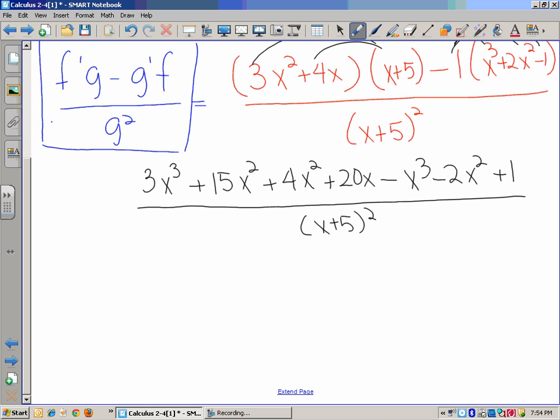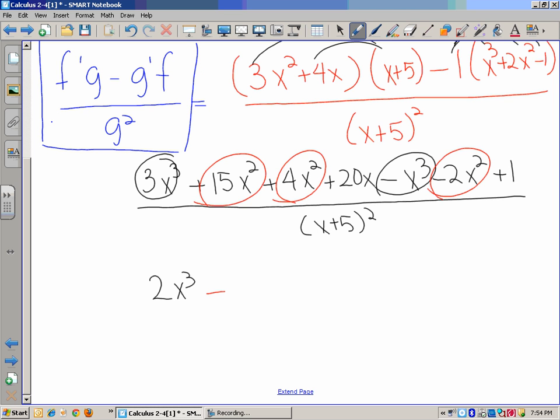And so now we want to combine like terms. And I'm just checking my math real fast. 3x cubed plus 15x squared plus 4x squared plus 20x. Okay. And so I have an x cubed and an x cubed, and so 2x cubed is left. And then I have 15, 19 minus 2 is 17. And then I have 20 x's and a plus 1.